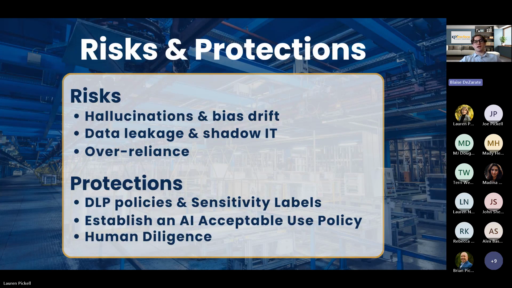Okay, risks and protections. Let's pause to cover the top 3 risks of AI rollouts and the core protections you need before scaling. So hallucinations and bias drift. When you think of a hallucination, you think of seeing something that isn't there, right? So that's pretty similar to what's happening with AI when it hallucinates. AI can invent very convincing but false information, and it can also reinforce unfair patterns if it's left unmonitored, which undermines your trust in its outputs.